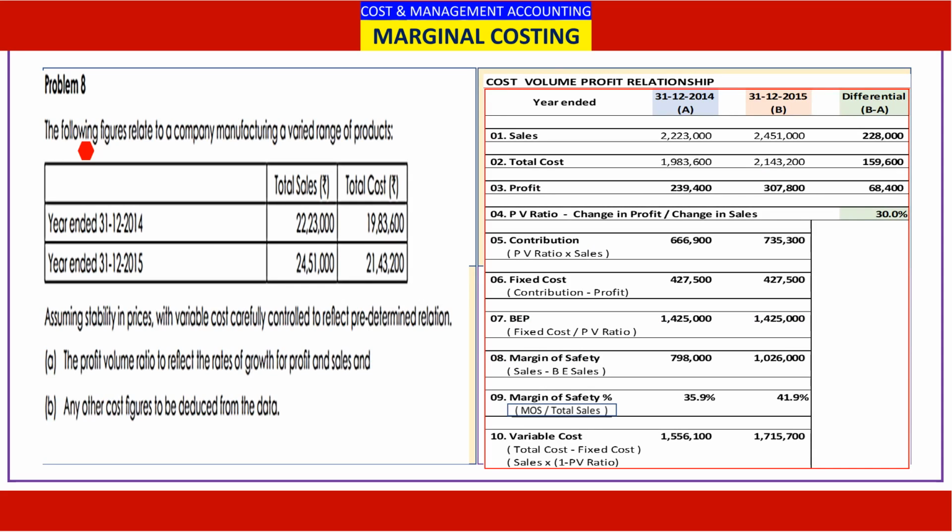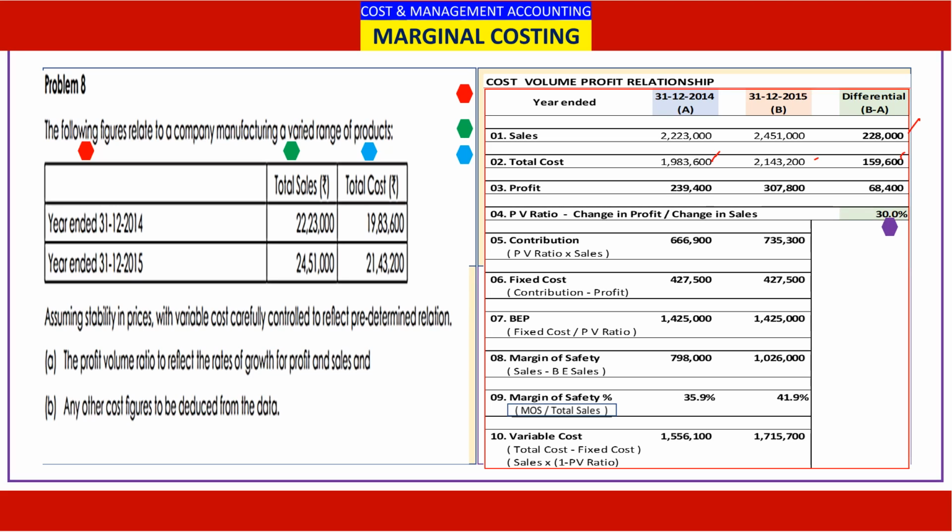Let us start. The following figures relate to a company. Here we are given 2 years, 2014 and 2015. Let us make it vertical, putting the figures in the two places. Total sales 22,23,000 and 24,51,000. Incremental sale is 2,28,000. Then we have got total cost 19,83,600 and 21,43,000. Incremental is 1,59,600.